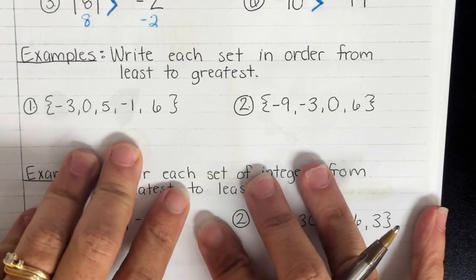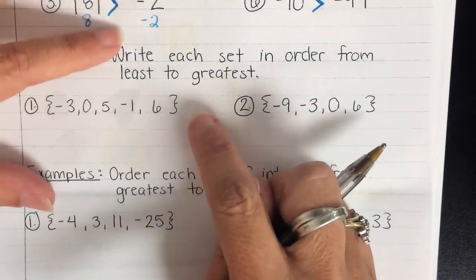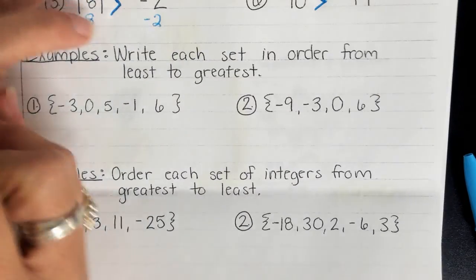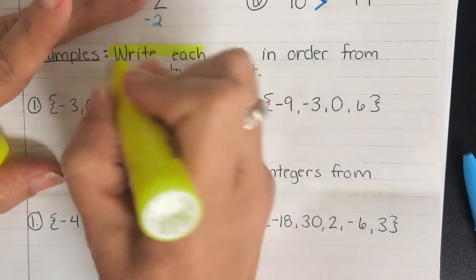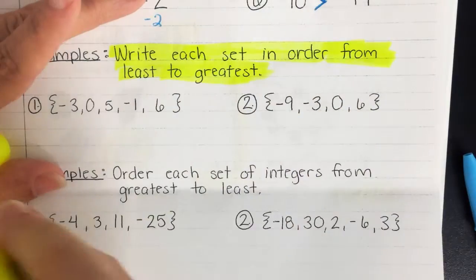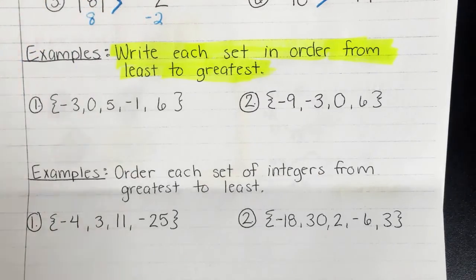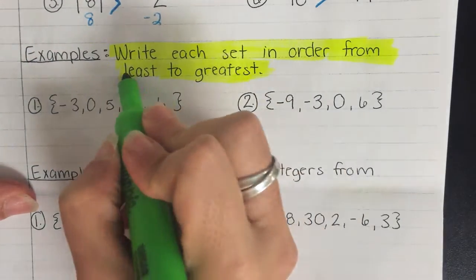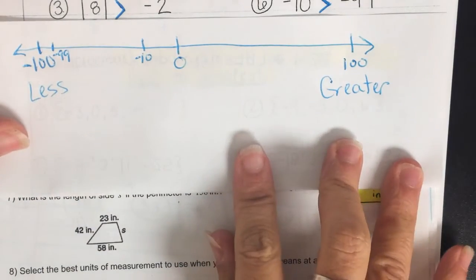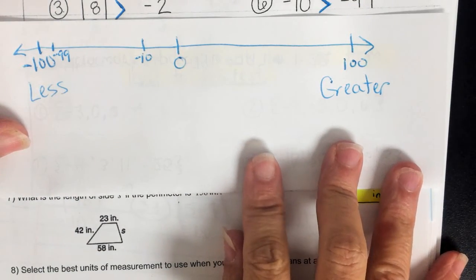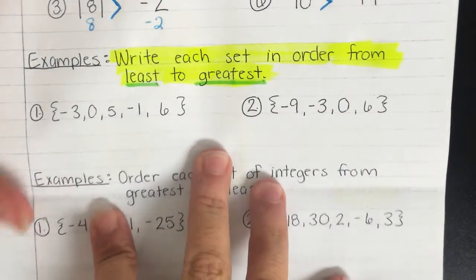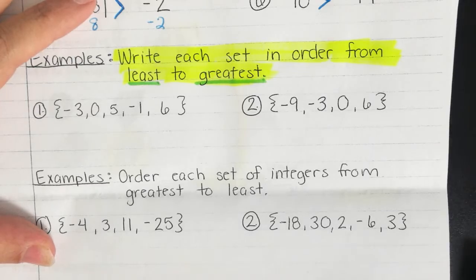Okay. Now, look at this next thing. Now we're going to write each set of numbers in order, and this time it asks us to do least to greatest. Least to greatest means smallest to biggest. Okay? Now, I'm going to be honest, if you ever need to make a number line, you can do it. That's fine. So, least to greatest. What is the furthest number down the number line?